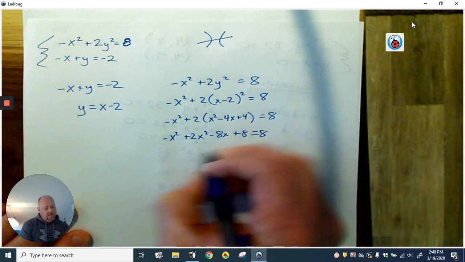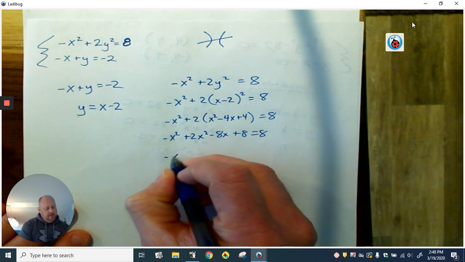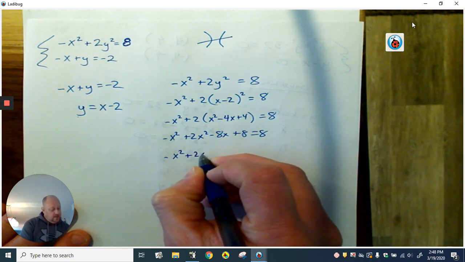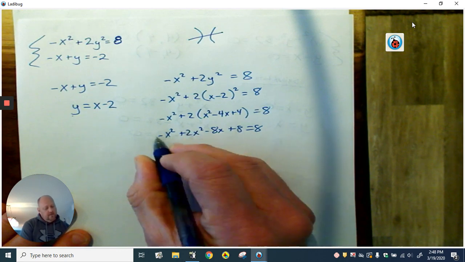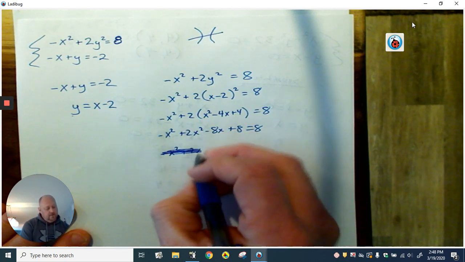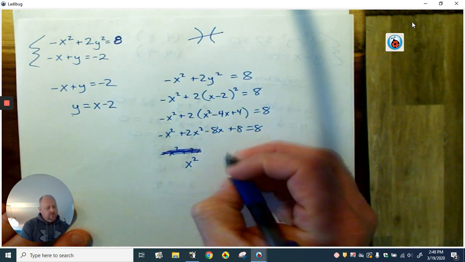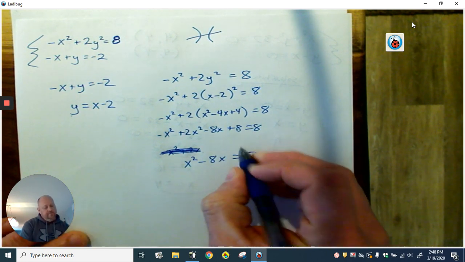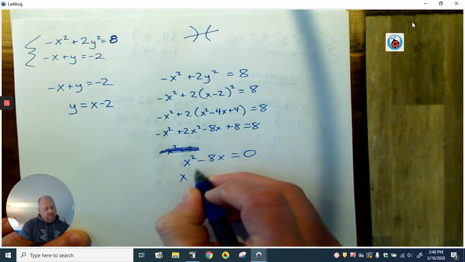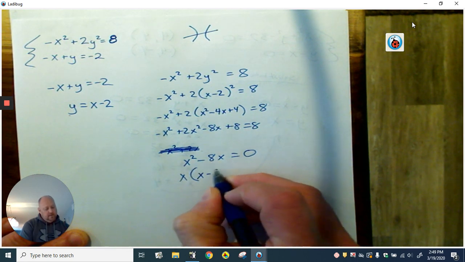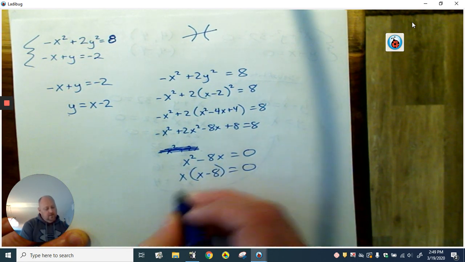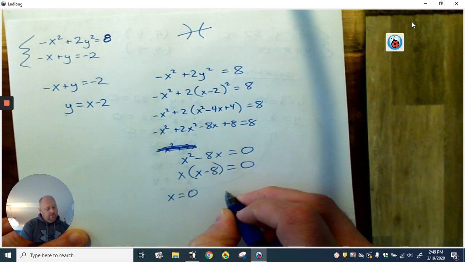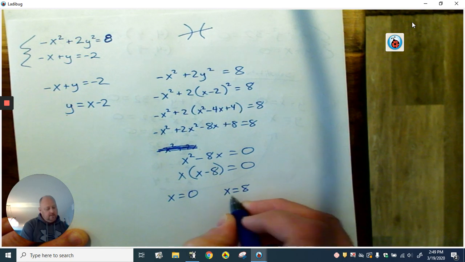Those 8s are just going to cancel, leaving me with negative x squared plus 2x, scratch that. I've got negative x squared, a positive 2x squared, which makes positive 1x squared, minus 8x equals 0. I can factor that by pulling out an x, giving me x times (x minus 8) equals 0, which tells me x is going to equal 0. And if I set x minus 8 equal to 0, I get x is equal to 8.